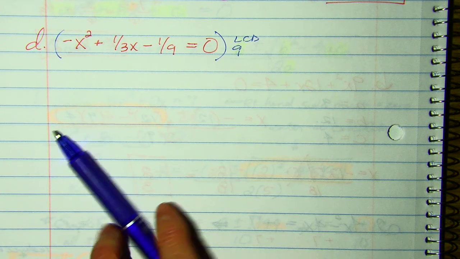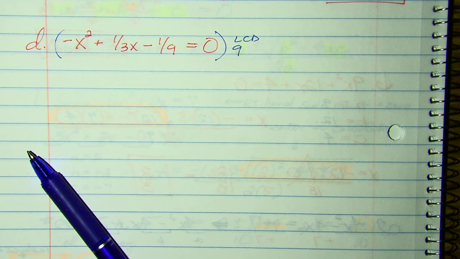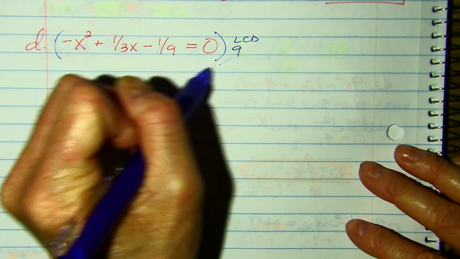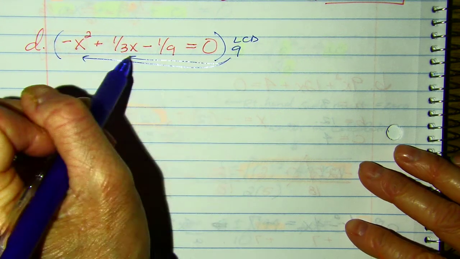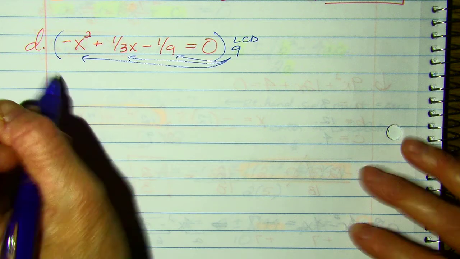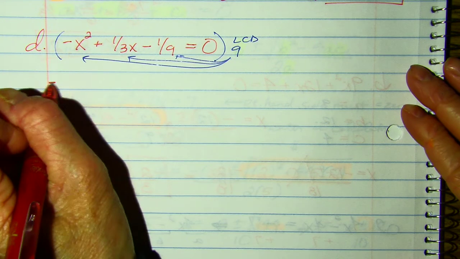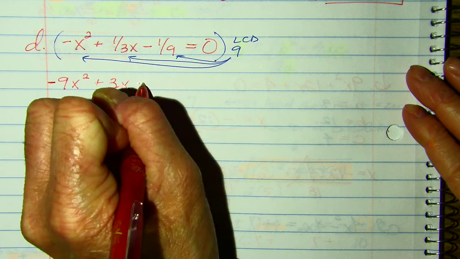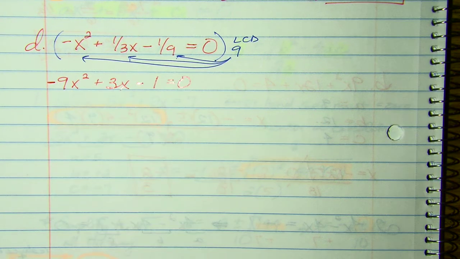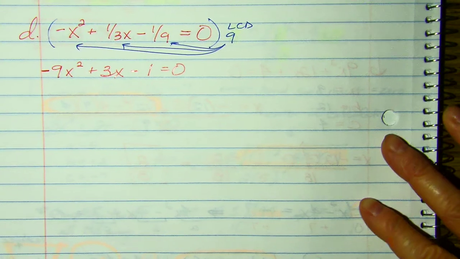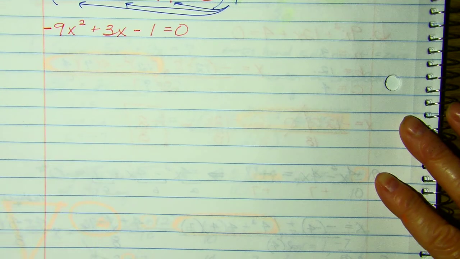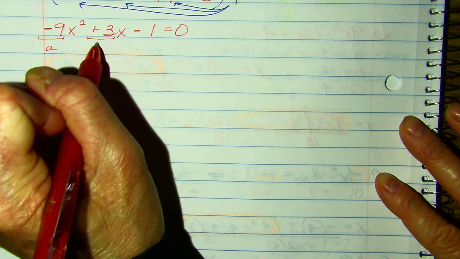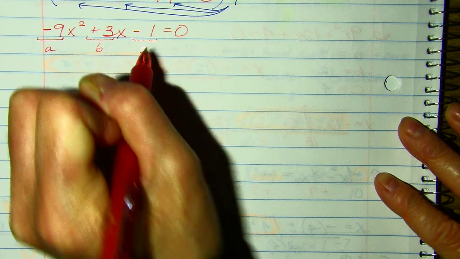3 and 9 both go into 9. So I'm going to distribute a 9 all the way across. And that gives me negative 9x squared plus 3x minus 1 equals 0. Now I don't have any fractions, and so now I'm going to plug these into my quadratic. So negative 9 is A, positive 3 is B, and that's C.